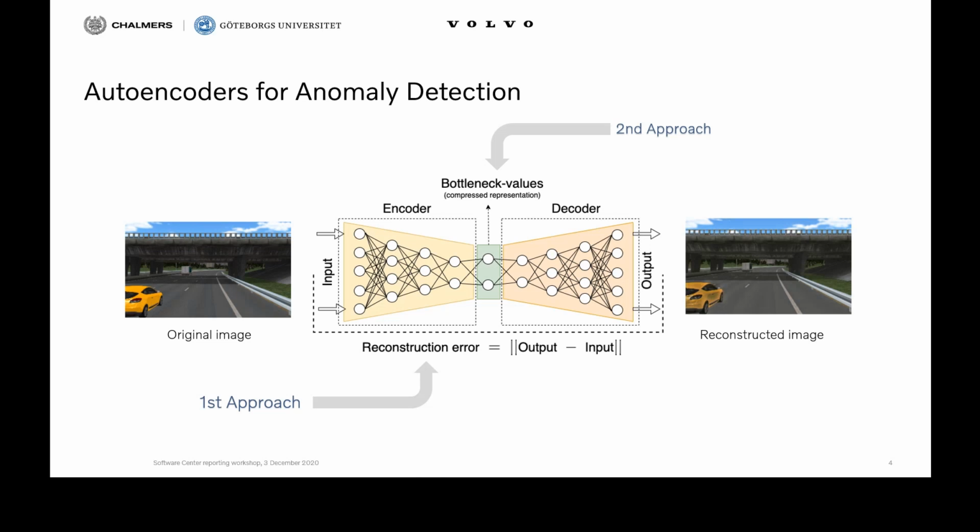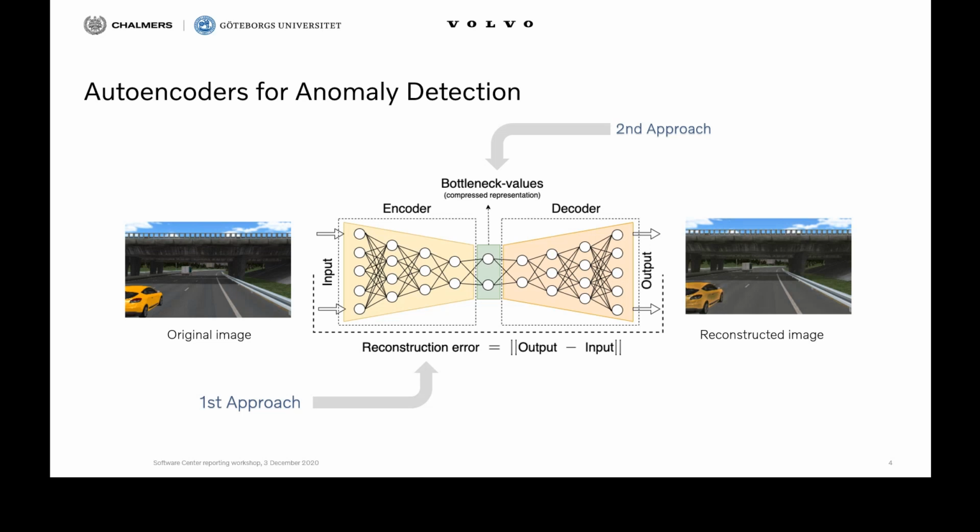And this is the first approach related to reconstruction error. We can use reconstruction error as an anomaly score. The higher the reconstruction error is, the higher the probability that the input image is anomalous. And the second approach is to use this lower dimensional image representation in the middle, in particular bottleneck values. We can compare these bottleneck values to the bottleneck values of training distribution images, and if they're very different, then the input image is considered an anomaly.